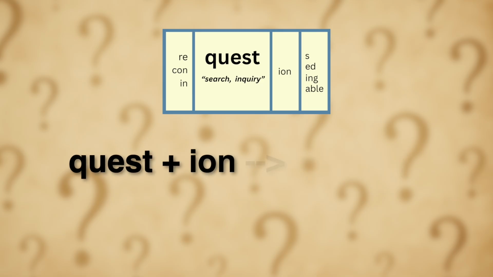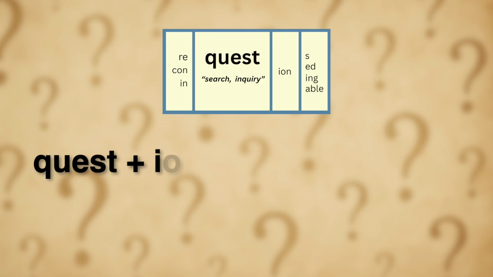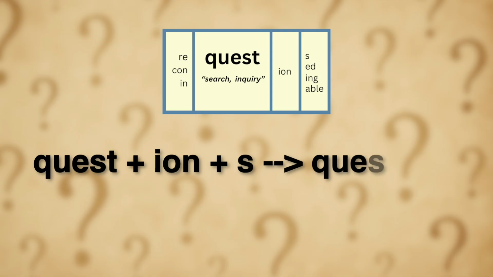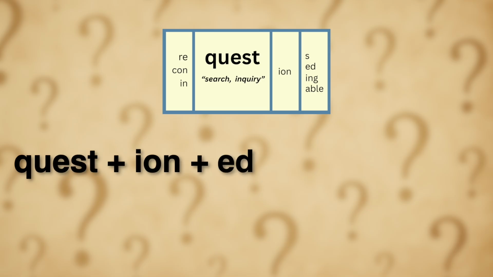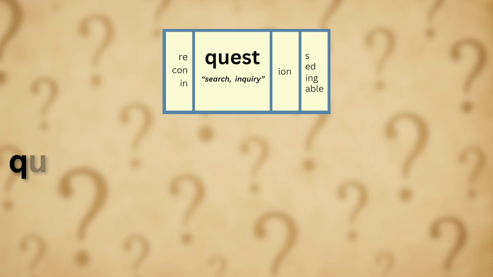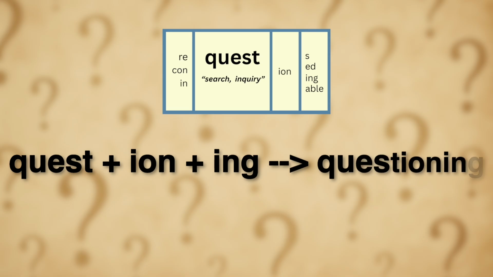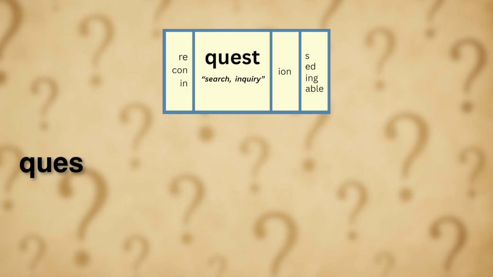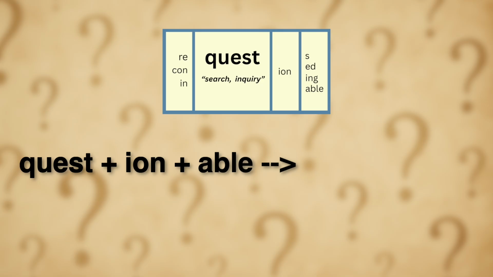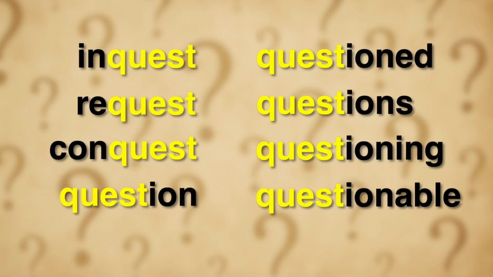QUEST plus ION is rewritten as QUEST ION, question. QUEST plus ION plus S is rewritten as QUEST ION S, questions. QUEST plus ION plus ED is rewritten as QUEST ION ED, questioned. QUEST plus ION plus ING is rewritten as QUEST ION ING, questioning. QUEST plus ION plus ABLE is rewritten as QUEST ION ABLE, questionable. Notice how all these forms preserve QUEST, reflecting their shared semantic heritage of seeking or asking.